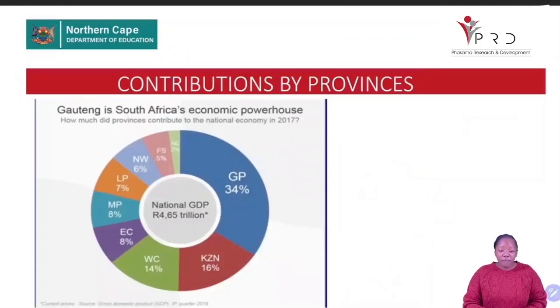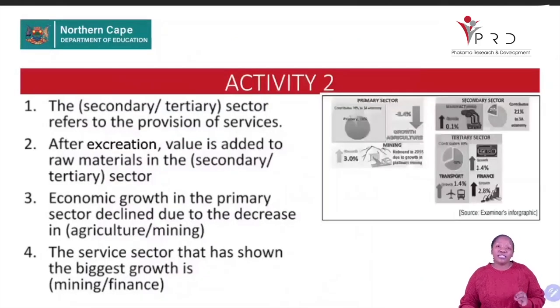And then we're going to move into our second activity. So our second activity is still based on the sectors. We've got the diagram there, which represents the primary sector, as well as the secondary sector and the tertiary sector. So again, you are given the options in brackets. So in such questions, you need to write the correct answer.